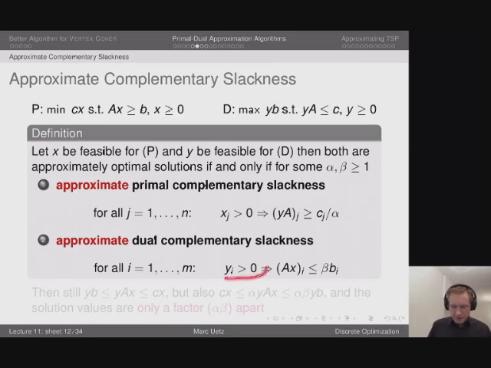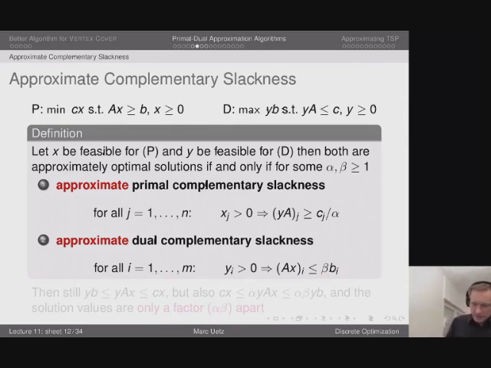And we do the same for the dual complementary slackness condition. So whenever there is a dual variable y which is strictly positive, then to achieve optimality, we would have to have equality in the corresponding primal constraint. So again, we allow strictly larger here, but not by too much. So whenever a dual variable is strictly positive, the ith component of a times x is allowed to be larger than the right-hand side bi, but not by too much. So it's at most beta times bi for some other constant, beta.